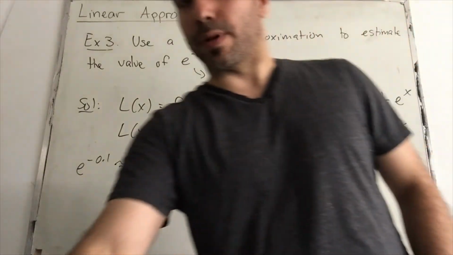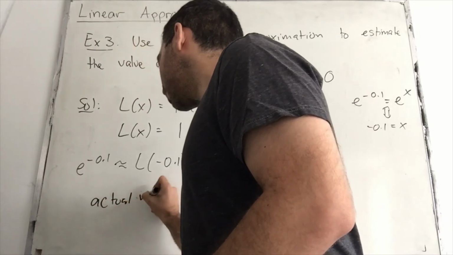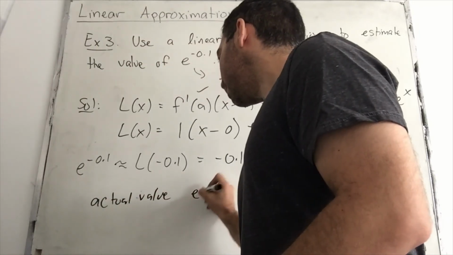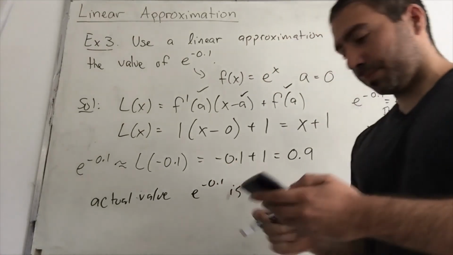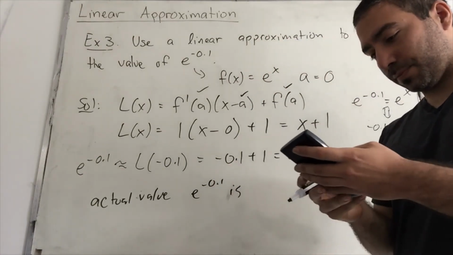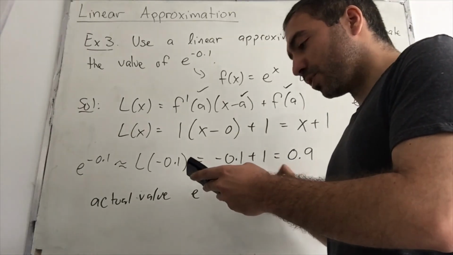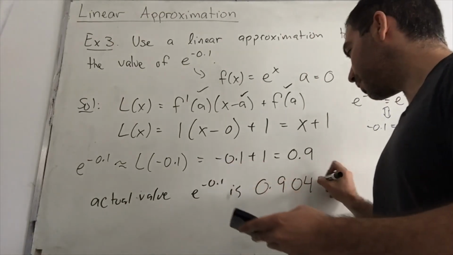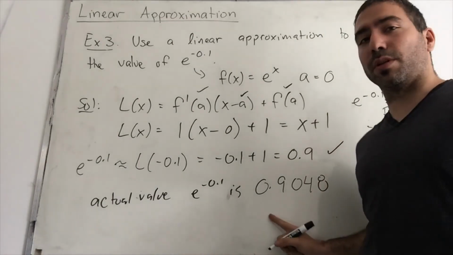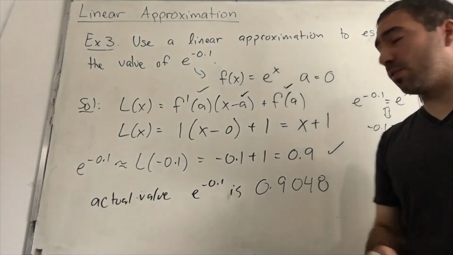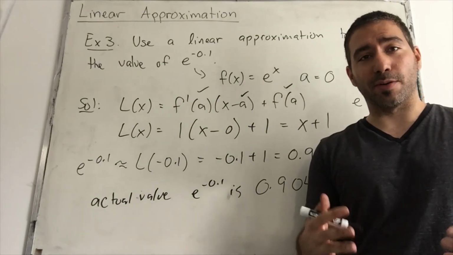Let's look at the actual value. The actual value of e to the negative 0.1 is 0.9048. So as you can see, the approximate value is very close to what the actual value is. This should convince you that you don't actually need a calculator to solve these problems. You could do this by hand, and your mind is more powerful than technology.